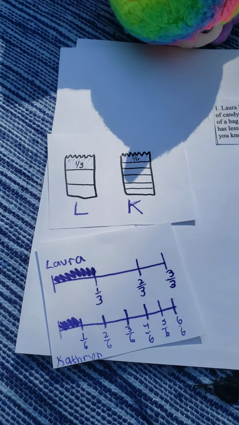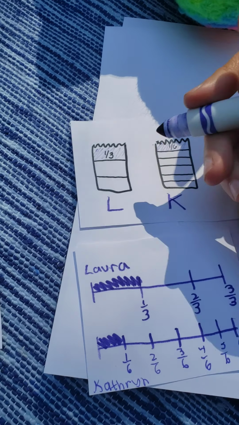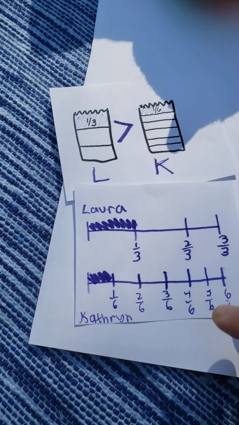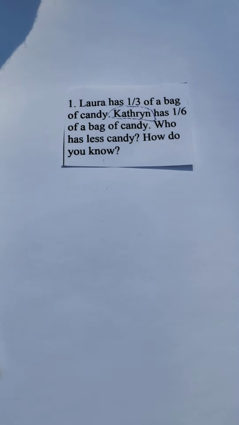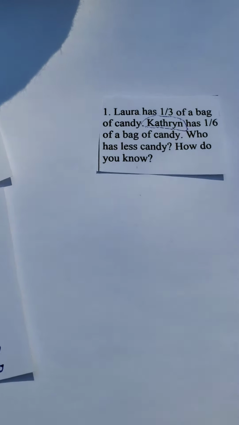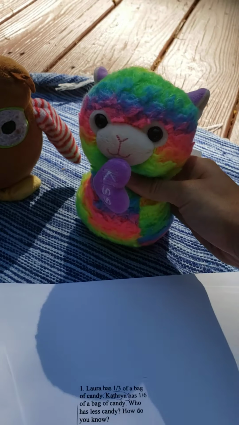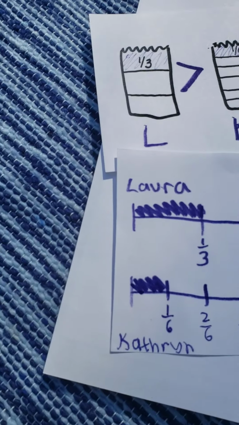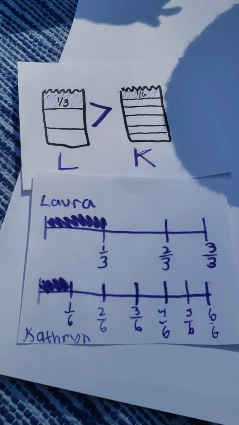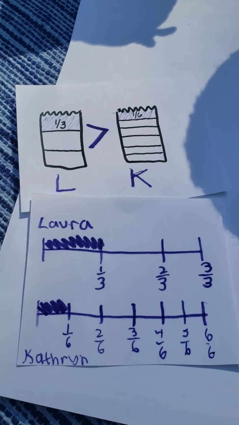So what symbol will we put in between them? 1/3 is greater and 1/6 has less. So who has less and how do you know? Laura has less. Whoops. Actually, Catherine has less because 1/6 is less than 1/3.